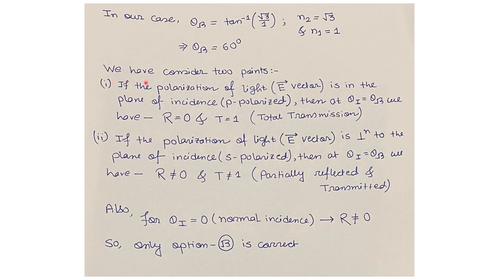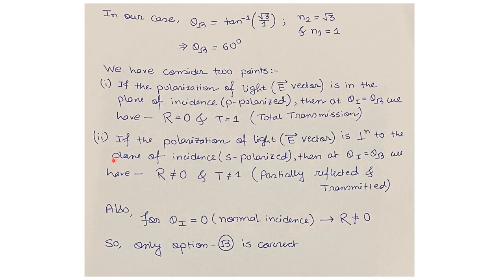Now we'll consider two points. First point is, if the polarization of the light, that is the E vector, is in the plane of incidence, that is P polarized light, then at the angle of incidence theta equals theta b, we have the reflection coefficient R equals 0 and the transmission coefficient T equals 1. So this is the case of total transmission of P polarized light at incidence angle theta b.